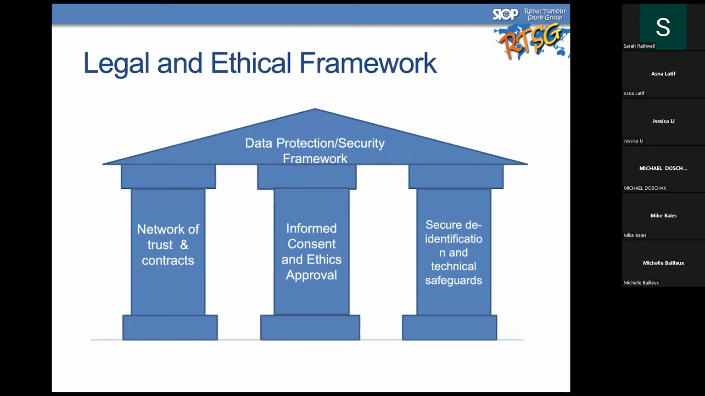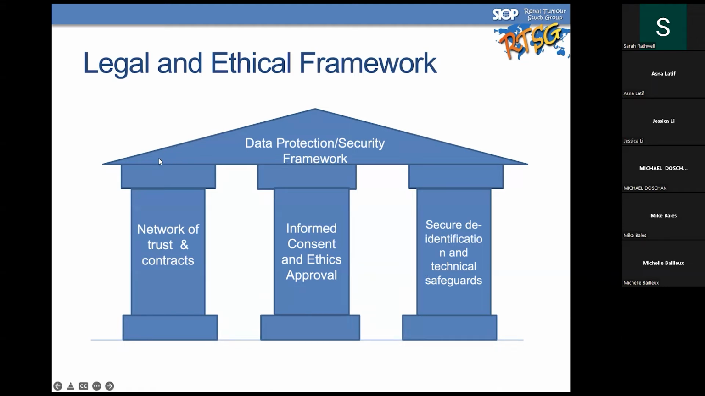And this data protection security framework is based on 3 pillars. The first pillar is the informed consent and the ethical approval. So you need to get informed consent from your patients and you need to get the ethical approval. The second pillar is the secure de-identification with technical safeguards. You can pseudonymize the data technically, etc., but both together will not de facto anonymize the data.